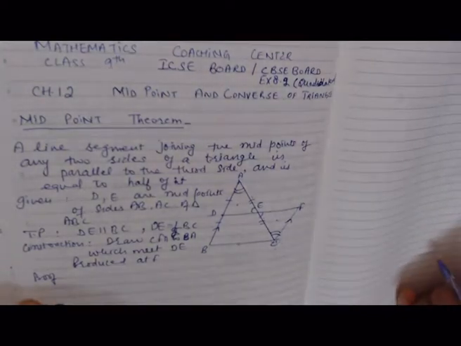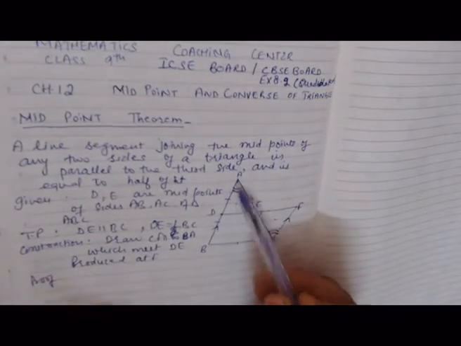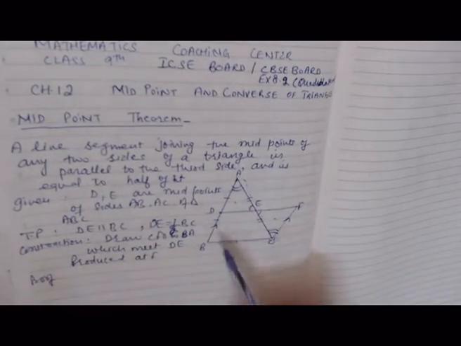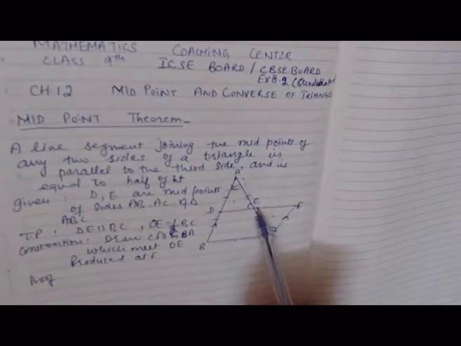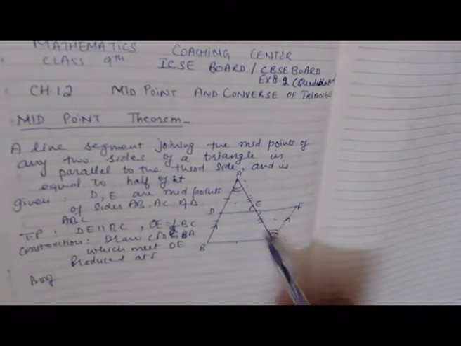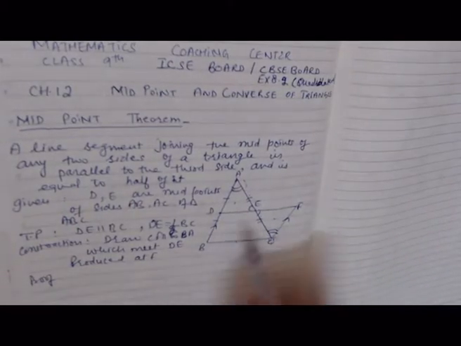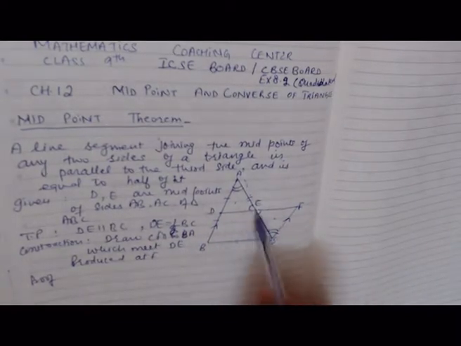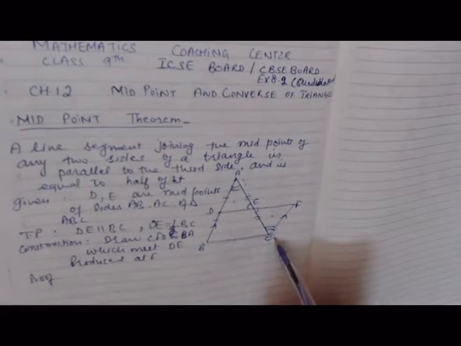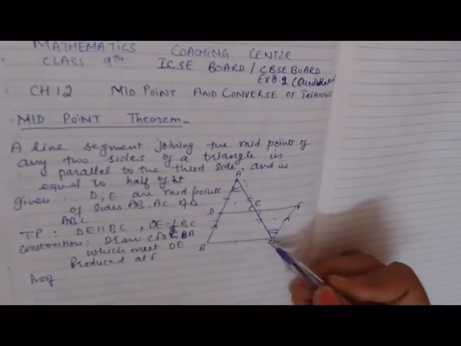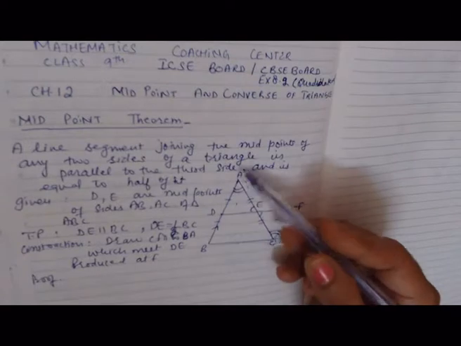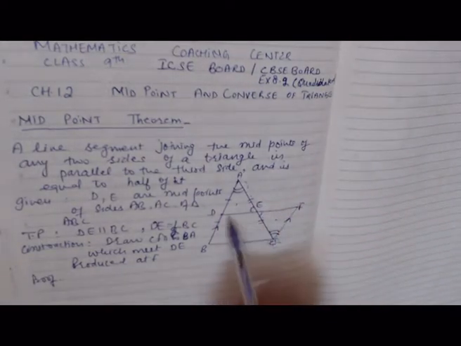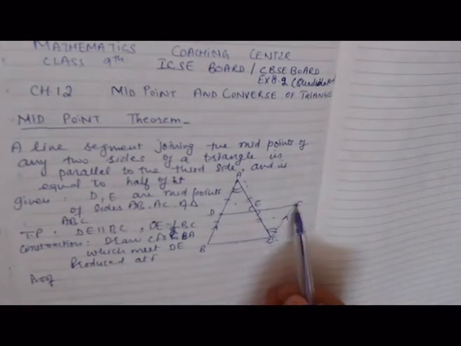Now our theorem is: a line segment joining the midpoints of any two sides of a triangle is parallel to the third side and is equal to half of it. Given a triangle ABC, D and E are the midpoints of the sides AB and AC. You have to prove DE is parallel to BC and DE is equal to half of BC, and we draw CF parallel to BA, which meets DE produced at the point F.